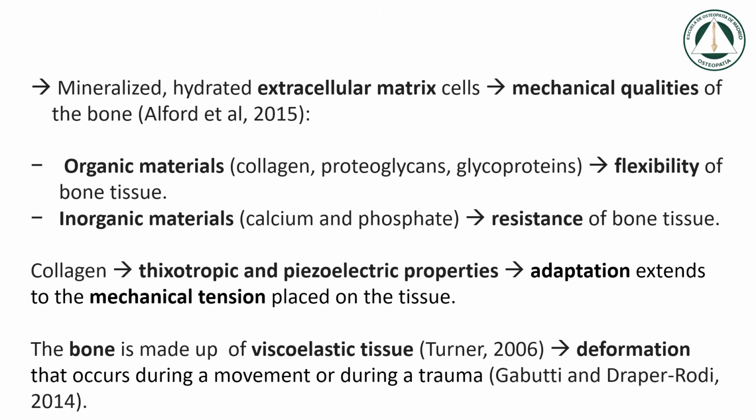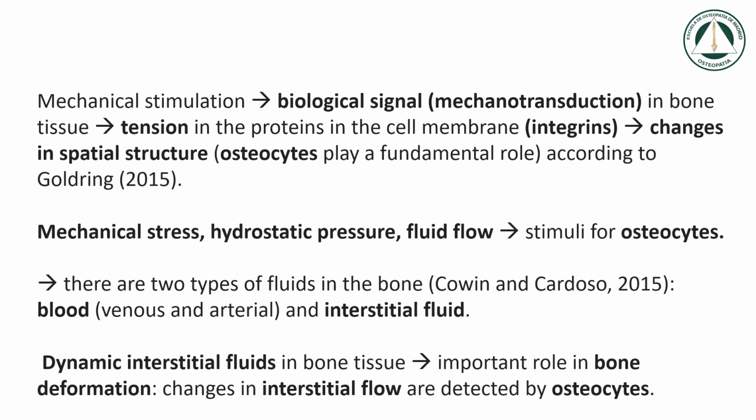The bone is made up of viscoelastic tissue which allows deformation during movements and during a trauma. The mechanical stimulation sends a biological signal of mechanotransduction to bone tissue. According to Goldring, 2015, tension in the proteins in the cell membrane, integrins, allows changes in spatial structure. Osteocytes play a fundamental role. Mechanical stress, hydrostatic pressure, and fluid flow are stimuli for the osteocytes.